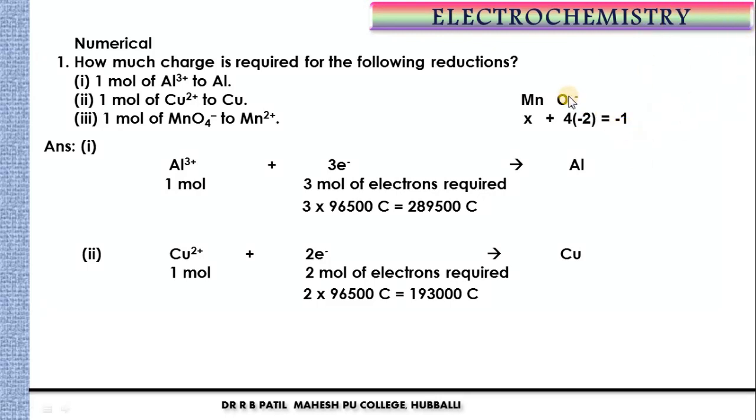See, this indicates the overall charge on the ion. Okay, the overall charge on the ion is -1. So if I solve this, I end with x equal to 7. That indicates that Mn present in +7 is converted to +2.